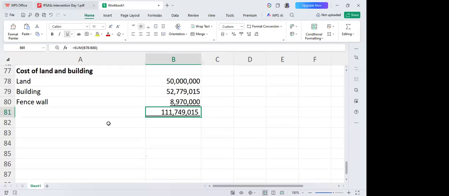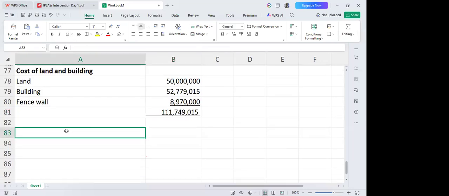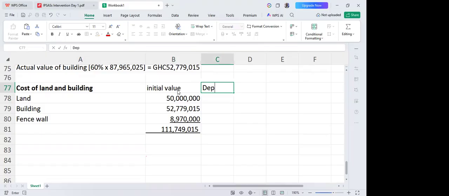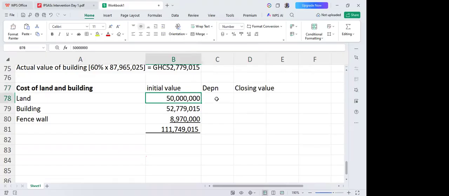Move on to II. For II, we need to get our depreciation and get the carrying amount of our land and building. Number one, you know that land, we're not going to depreciate this, right? So let me bring the initial value here. Then we calculate the depreciation, then we get the closing value. Now we know that for land we're not going to depreciate, so that will be 0. So the closing value will still be the same amount.